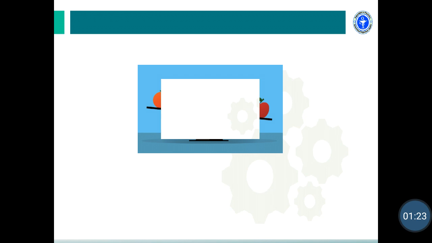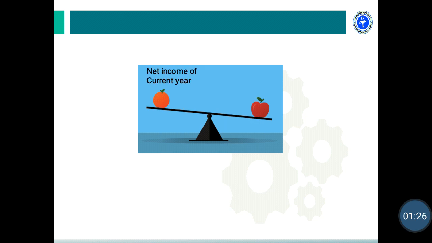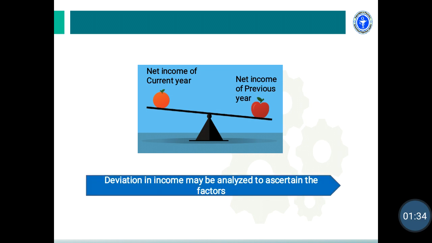In profit and loss account, generally net income of current year is compared with net income of previous year, and whatever deviation in income is there, it may be analyzed to ascertain the factors responsible for such a deviation. This type of analysis is helpful in controlling expenses incurred in running the business enterprises and in sale of goods, and thus it eliminates the wastage of product.